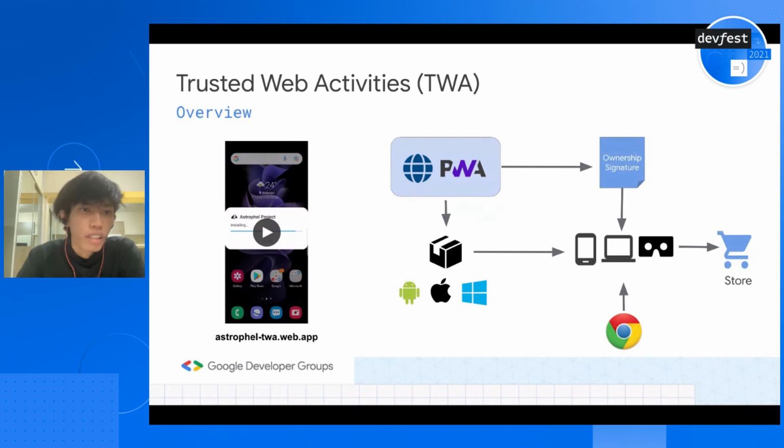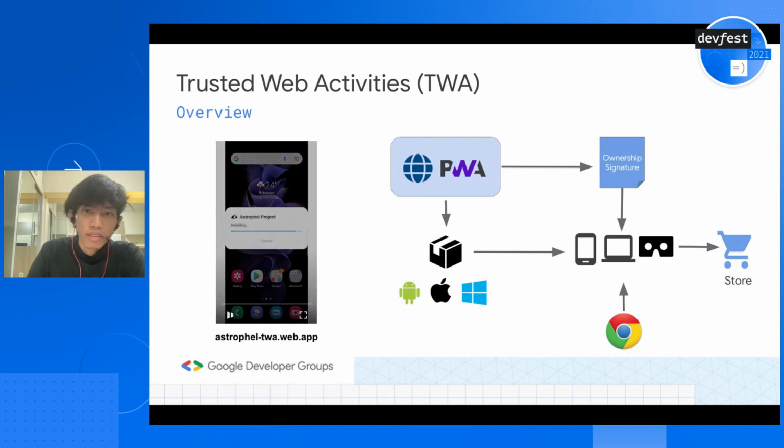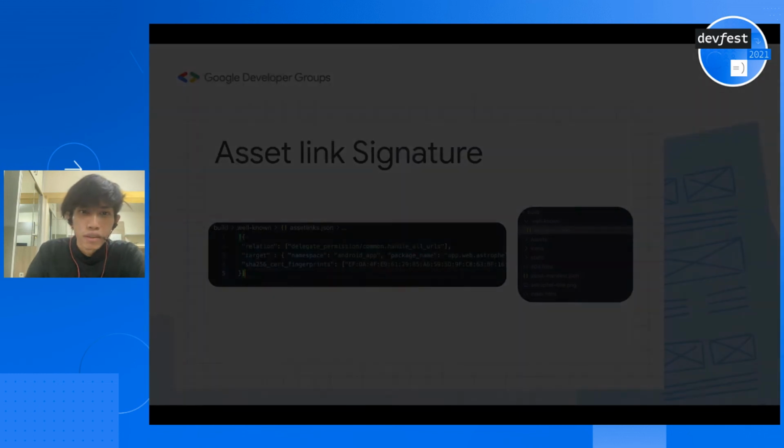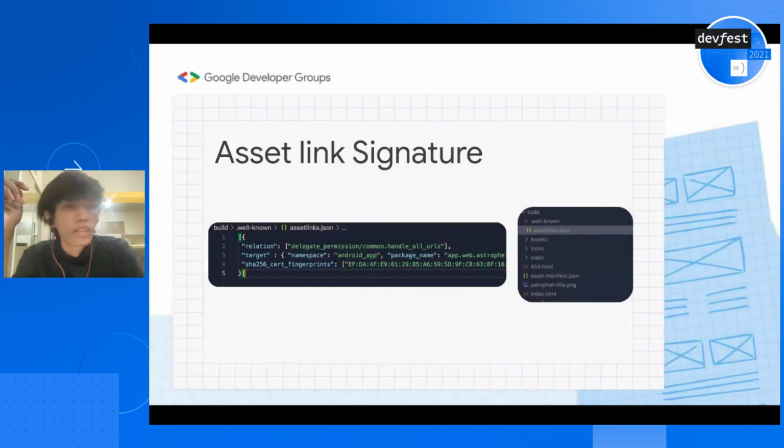But if there is something wrong with the ownership, there will be some text saying that it actually runs on Chrome, something like that. And next, what is this signature? The signature is called the asset link signature, which can be put into your application and your website.